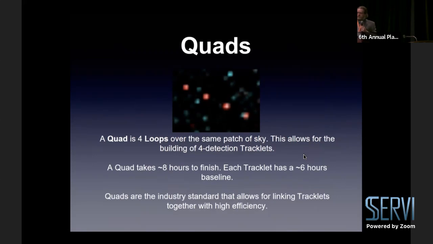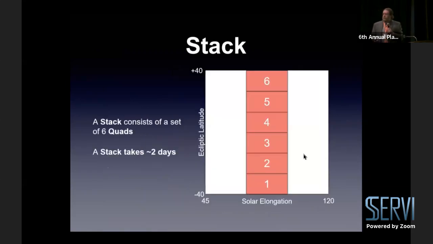And the quads are basically the industry standard that allows linking tracklets together with high efficiency. It's been done. Pan-STARRS does it, Catalina does it, WISE uses 5, and we have the ability to turn quads into quints if we need that in order to maintain a really high efficiency. Okay, that gets us one of those quads.